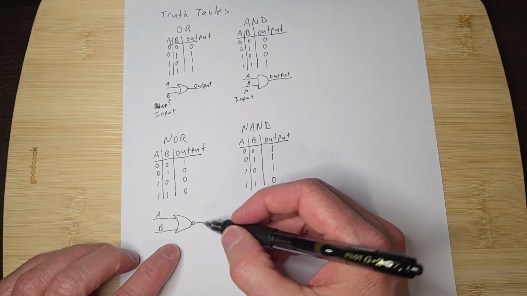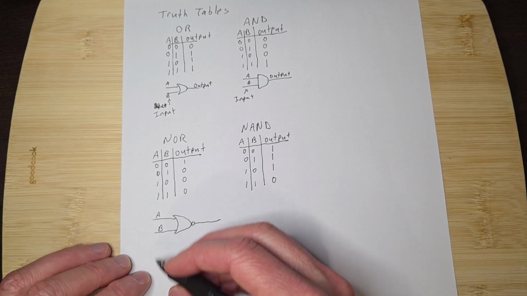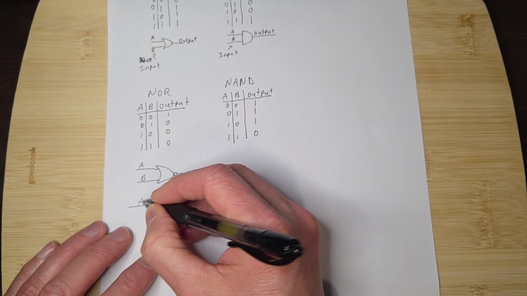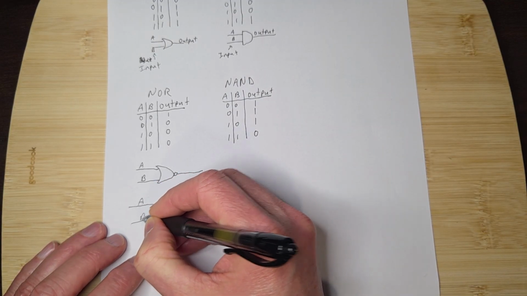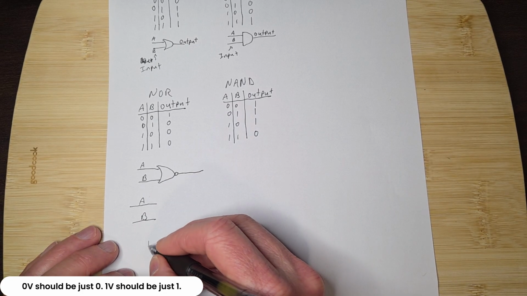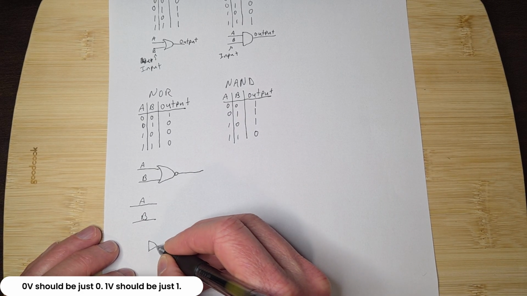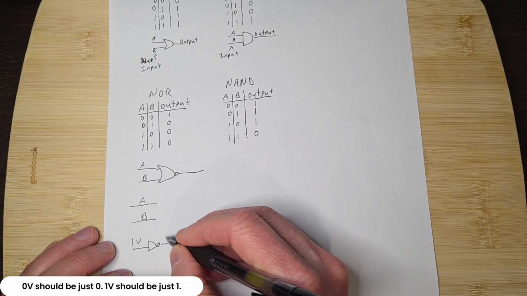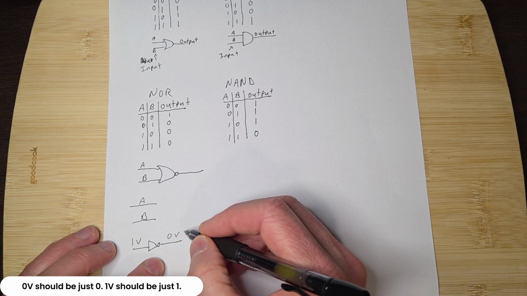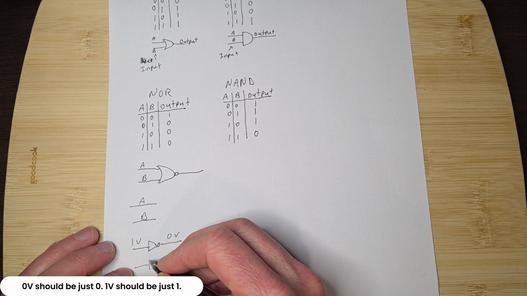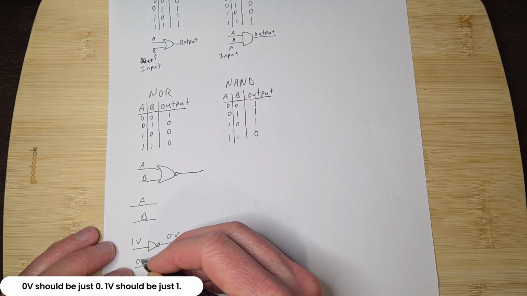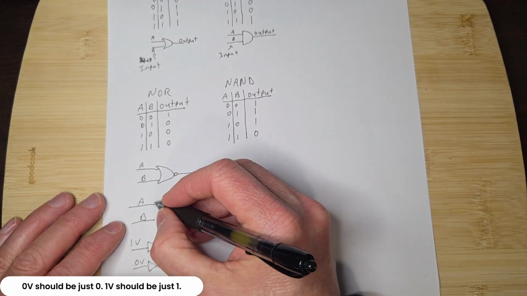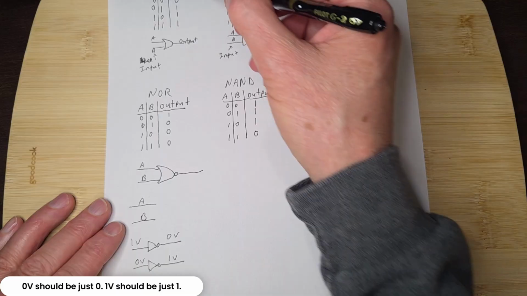What that means, and we'll talk about it a little later, is that the little bubble just means an inverter. An inverter is just a little circuit that switches it to the opposite of whatever you had. So if I have 1 volt here, I would have 0 volts there, right? Or if I have 0 volts here, I'd have 1 volt there. It just reverses things. That's why it's taking the opposite.